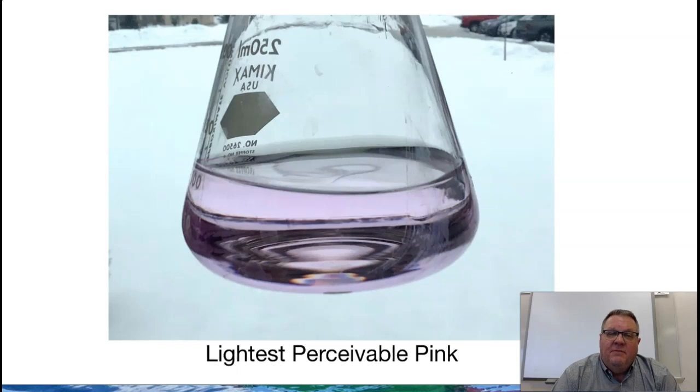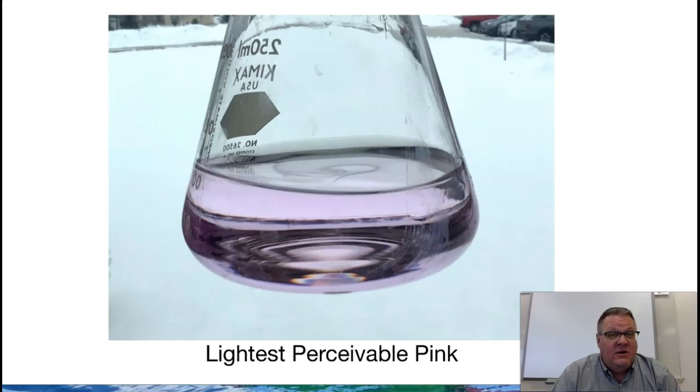And what I would do when you're doing the titration is I would record the volume of base added to get that lightest perceivable pink, write it down, and then add a little bit more acid to it to back titrate. Swirl that for a minute, and if the pink goes away, that number that you have written down is, you nailed it.